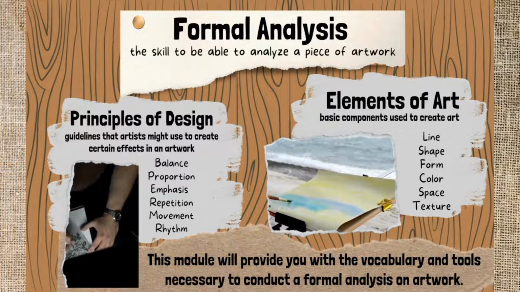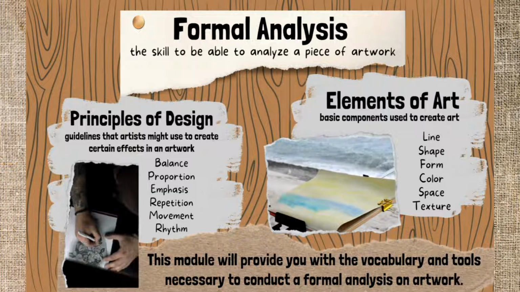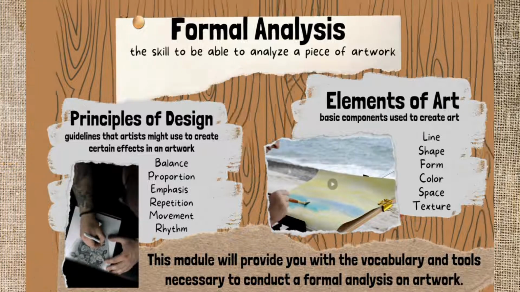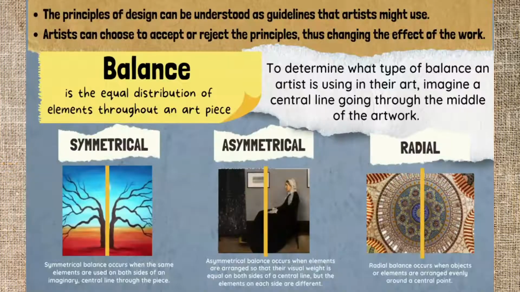We covered elements of art at the beginning of this module, and so now we are going to jump into principles of design. So to start, we're going to talk about balance. Balance is the equal distribution of elements throughout an art piece. When we think of balance, we can sometimes think of those scales where you put equal weight on the right and left side to keep them balanced, right? Equal to each other. In art, we judge balance visually.